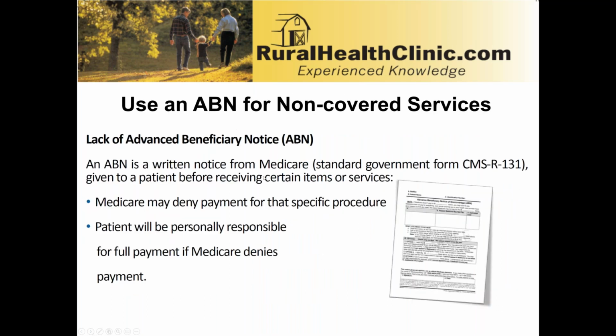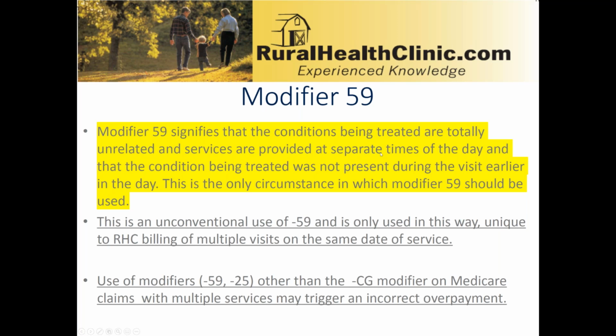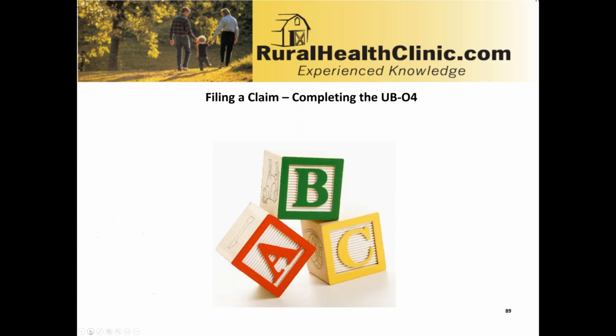And then ABNs, not using ABNs correctly, that was one of the things that Palmetto had noticed as well. Modifier 59, they were using it incorrectly as well. So you want to be careful: 59 should be used very, very few times.